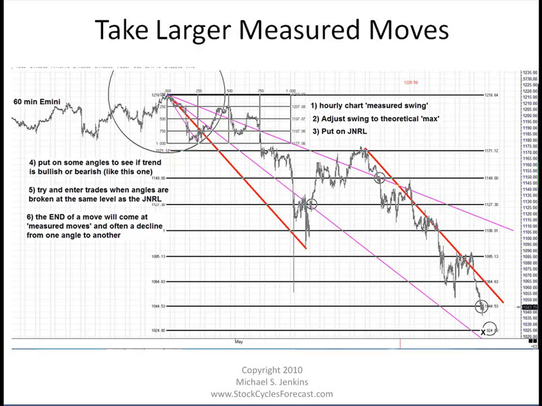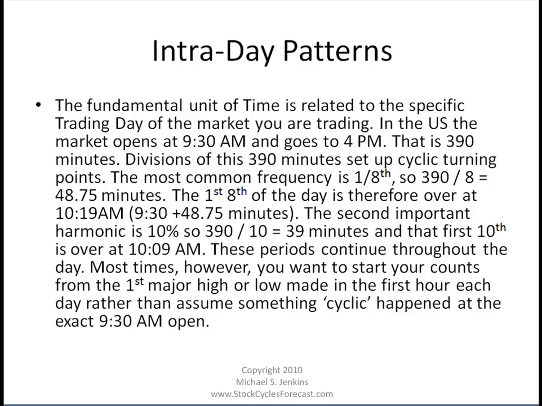Also, it's good to keep track of the intraday patterns that you normally run into. Now, normally, all the patterns are based on time, fundamental units of the number of hours or minutes that your particular market is open. If you're in a foreign market, they have different trading hours. But in the United States, we open at 9:30 a.m. and we go to 4 p.m. for the cash market. There's a lot of Globex 24-hour trading, but most of our activity is from 9:30 to 4. So this is 390 minutes.